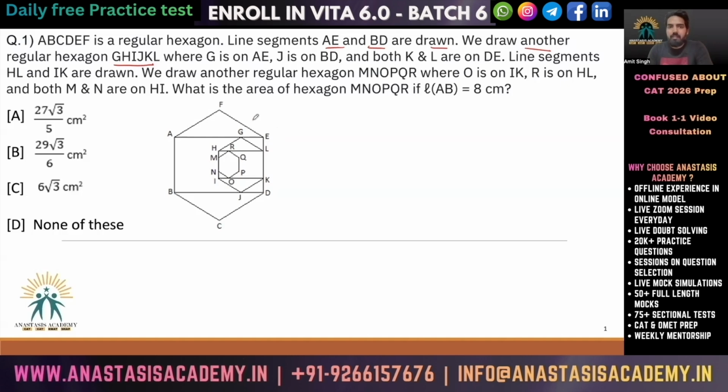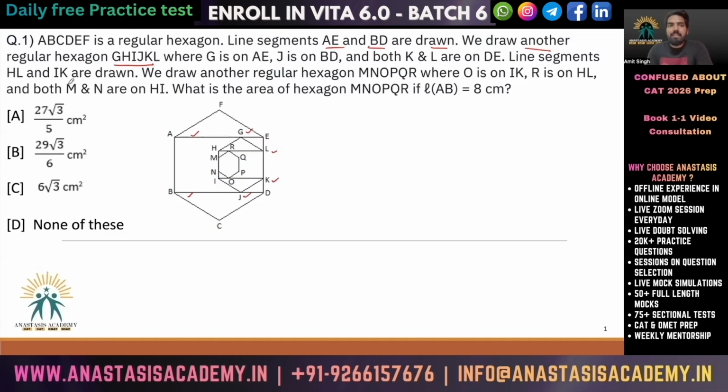ABCDEF is a regular hexagon, right? And line segments AE and BD are drawn. And then we have drawn another regular hexagon, GHIJKL, where G is on AE and J is on BD. Both K and L are on DE. This is L, this is K.